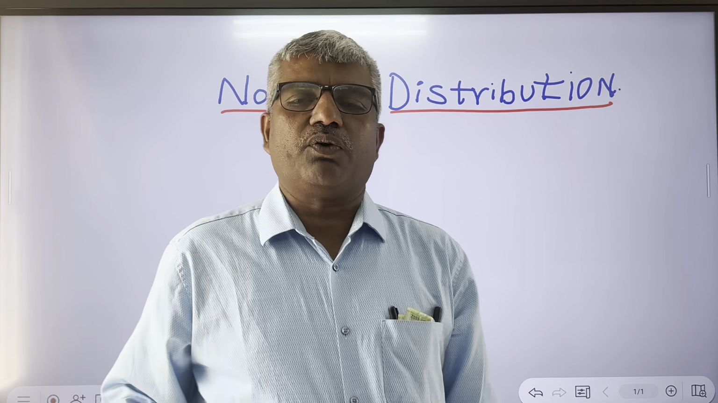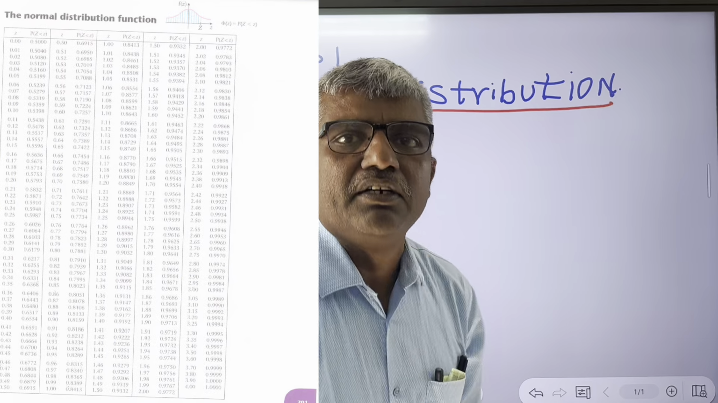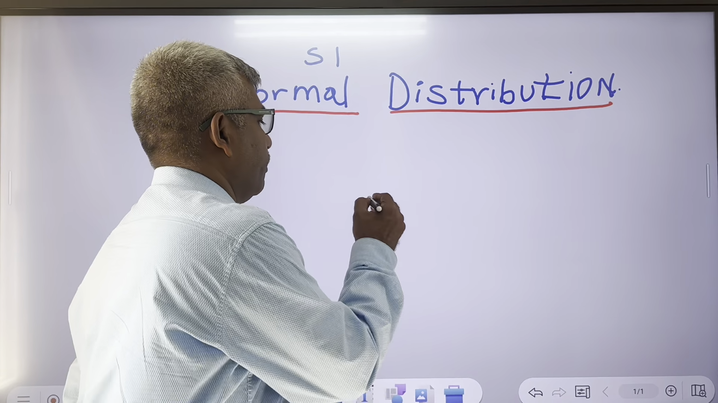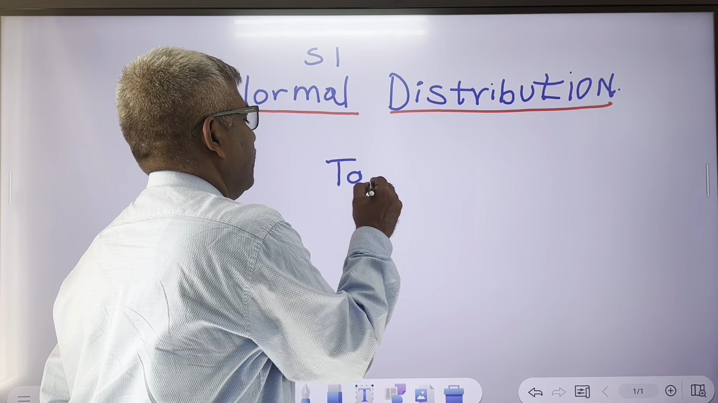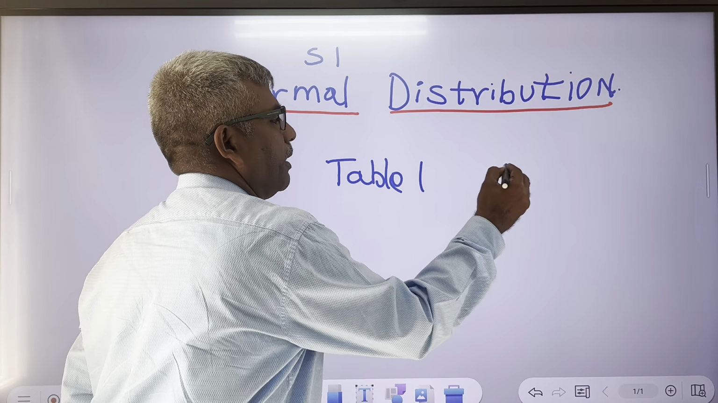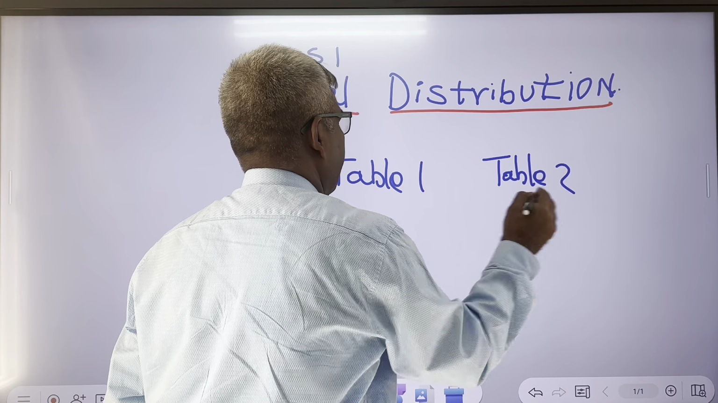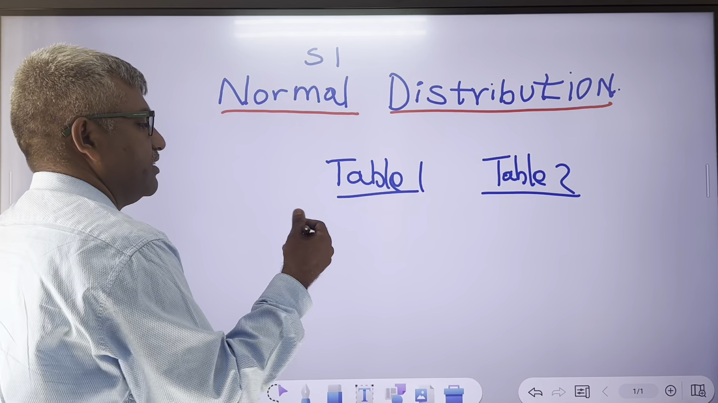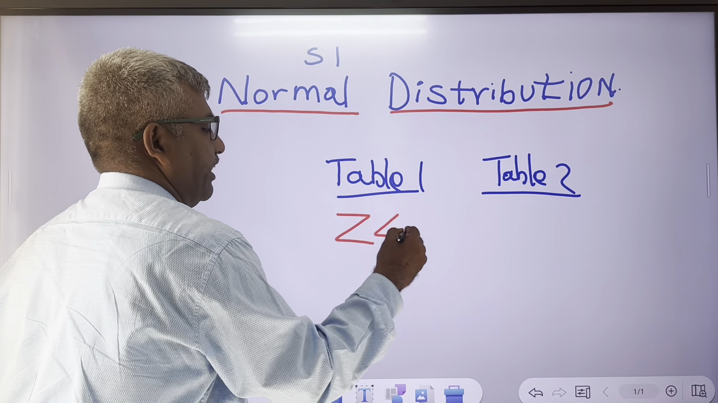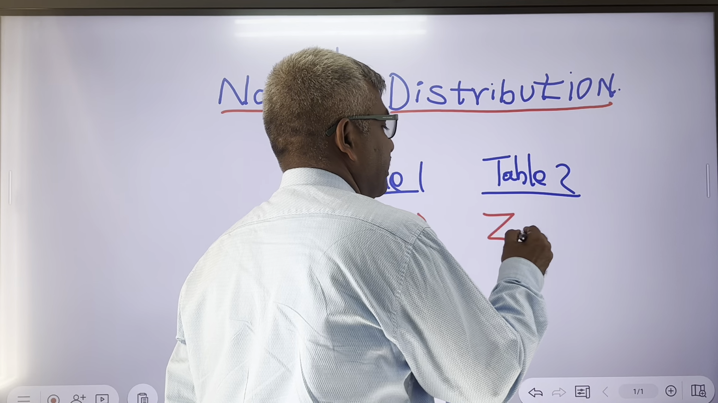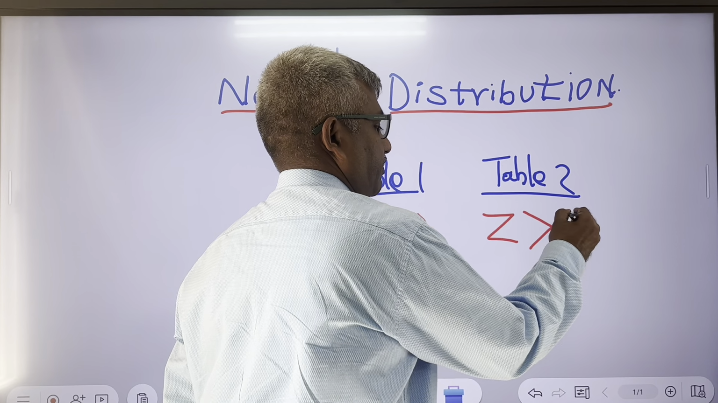Okay, first look at the table. What is Table 1? Table 1 is nothing but Z is less than A. Table 2 is Z is greater than A.